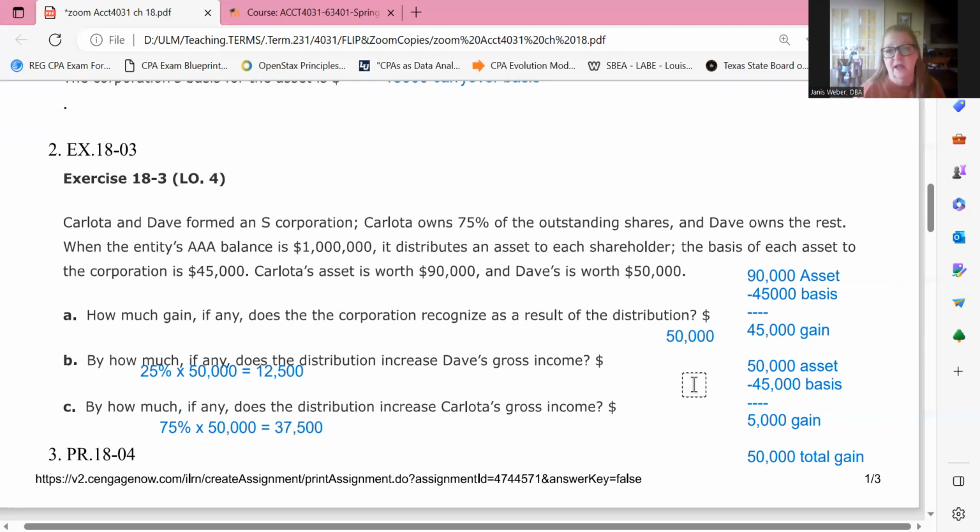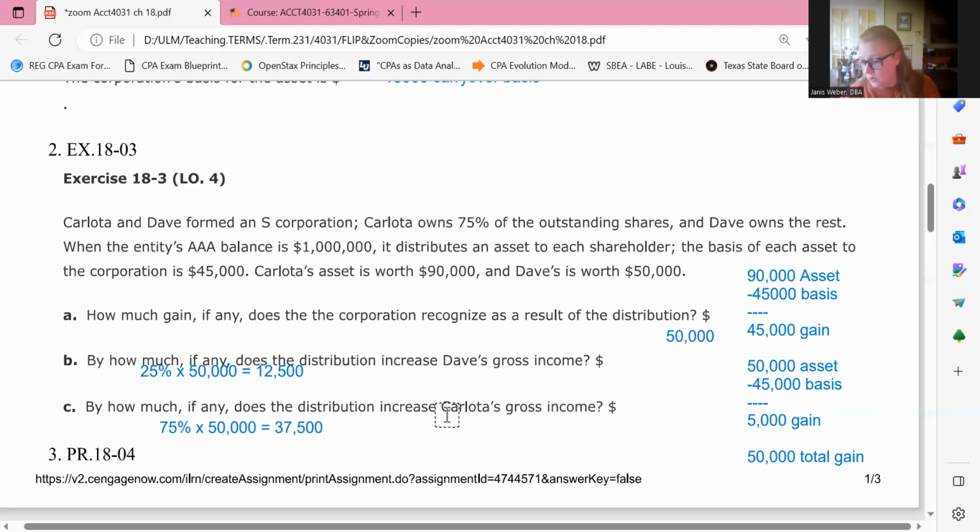So it's not more complicated than that. It just gets convoluted when you're trying to say, well, Dave needs to report 50,000 minus the 45. So that would be 5,000 for him. And then Carlotta needs to report 90,000 minus the 45. That'd be 45 for her. That's not how it works. The corporation shows the gain and then distributes it out as a flow through or conduit. And so that's how that was going to work.